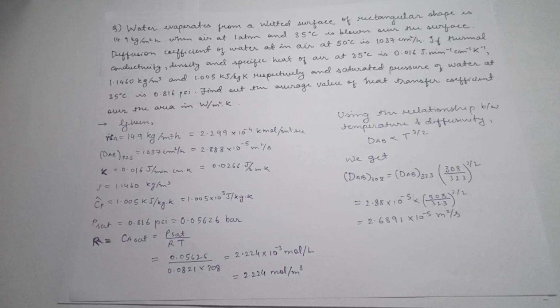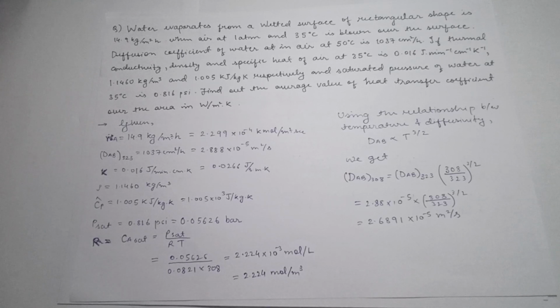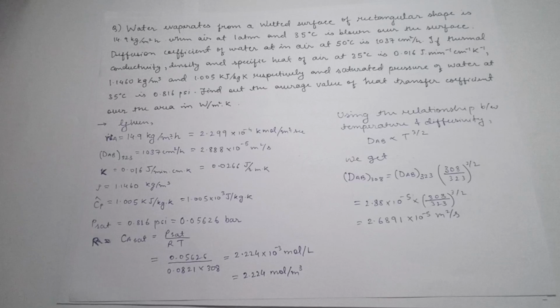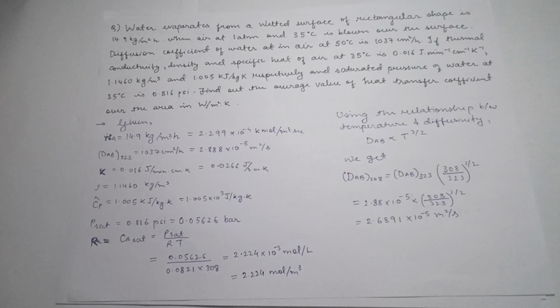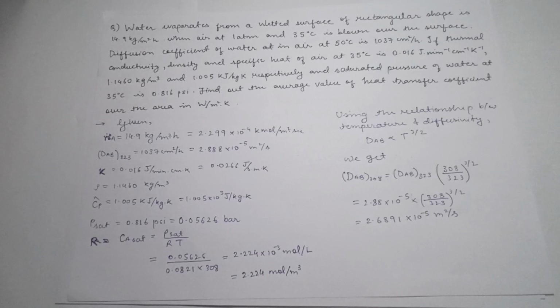The specific heat is given in kilojoule per kg Kelvin. We will use it as 1.005 into 10 to the power 3 joule per kg Kelvin. Then the P saturation, the saturation pressure, we have been given as 0.816 psi. We will convert this into bar so that we can calculate the Ca saturation. So the pressure in bar is 0.05626 bar.